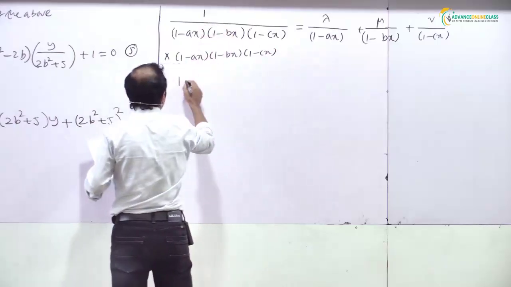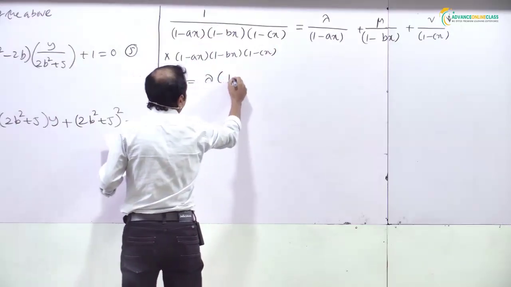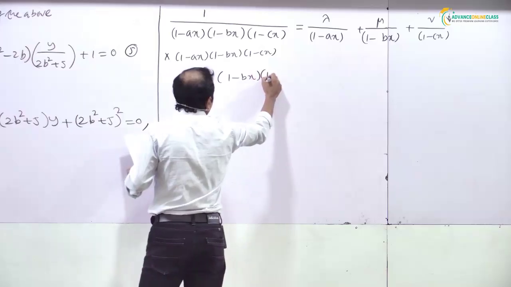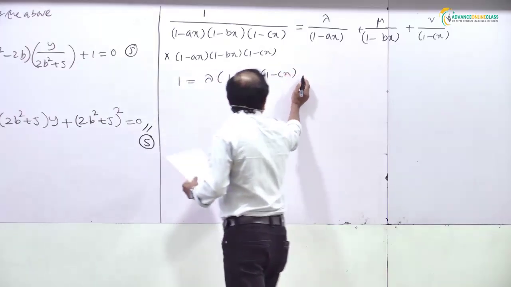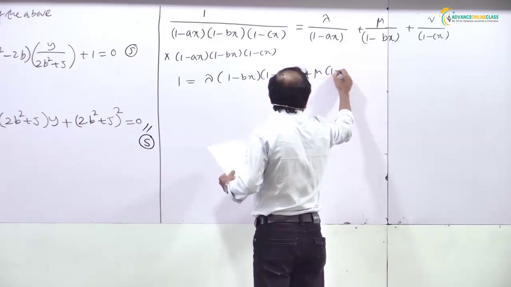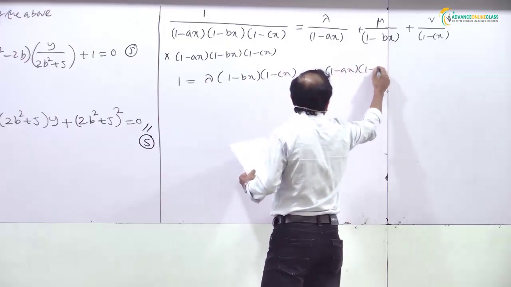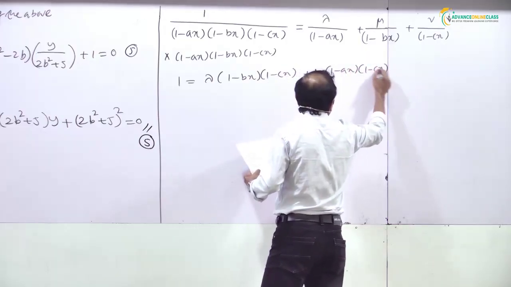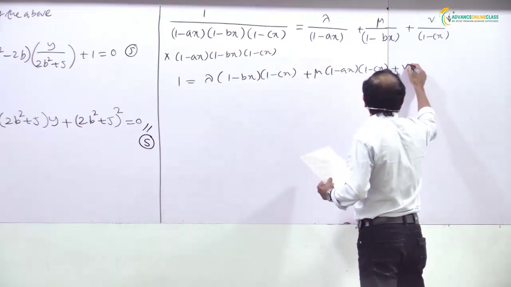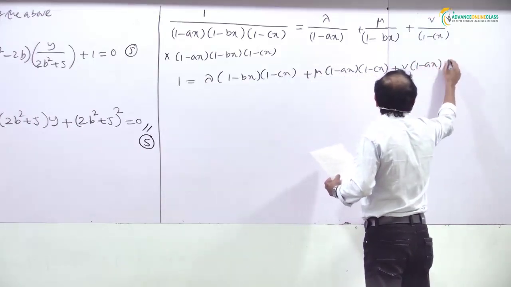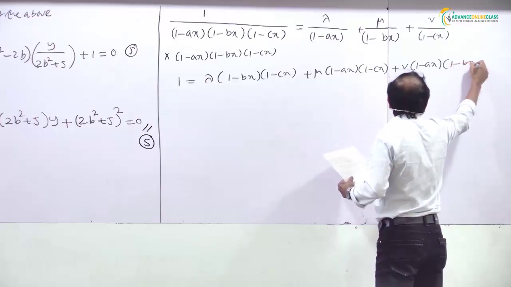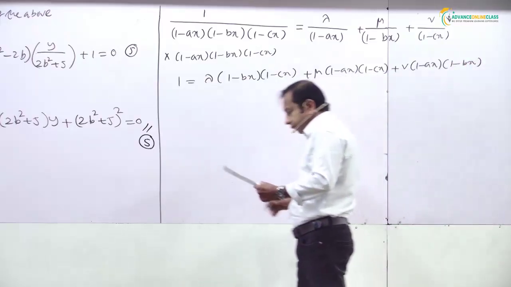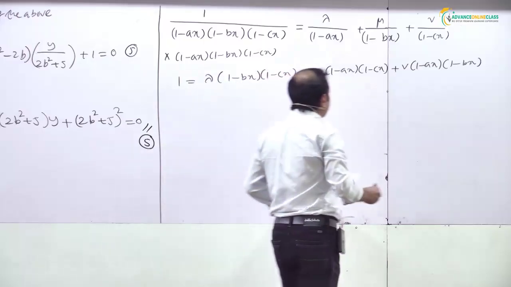Then here we get 1 equals lambda times 1 minus bx, 1 minus cx, plus mu times 1 minus ax, 1 minus cx, plus nu times 1 minus ax, 1 minus bx. Right. For this, 5 marks.